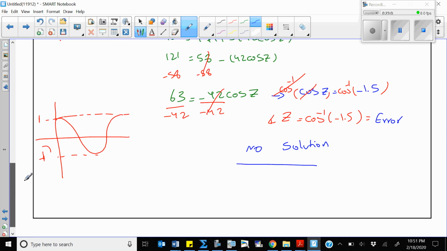So just to make a summary of what we learned, if we have a side-angle-side or side-side-side triangle, we can use the law of cosines to solve the non-right triangle or oblique triangle.